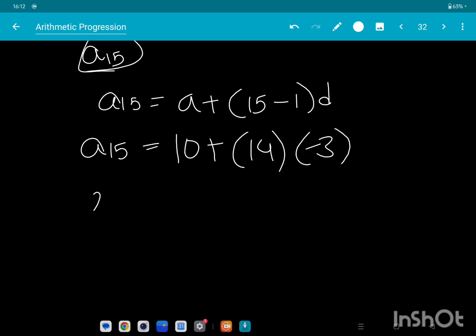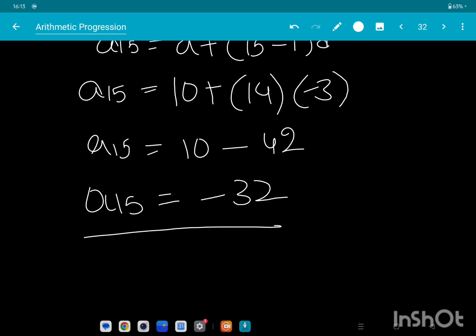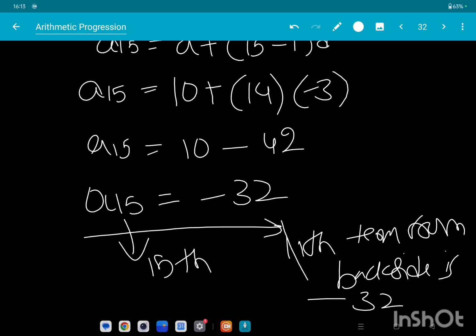d is minus 3. A15 equals 10 minus 3 fours are 12, 3 ones are 3, so 14 threes are 42. Next, A15 equals minus 32. So the 15th term, which means the 11th term from the back side, is minus 32. This is the way we find it.